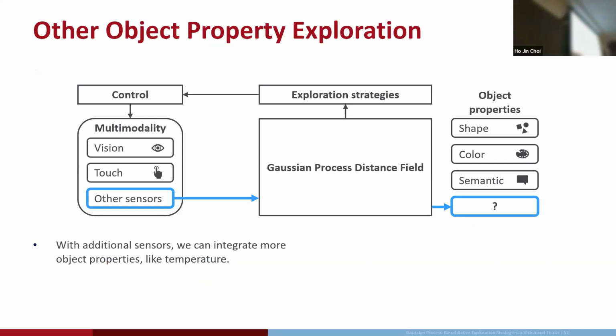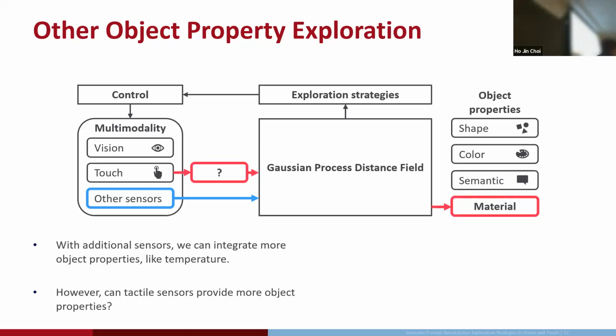So now we have a camera and a touch sensor to explore the environment. But we wanted to see if we can incorporate other modalities or do an exploration of other object properties, since we know the Gaussian process can take any other modality in an easy manner. For example, if you have a temperature sensor that can measure the temperature of the surface, we can incorporate the observation into the Gaussian process distance field, and then we can estimate the temperature of the surface points that you want to know about.